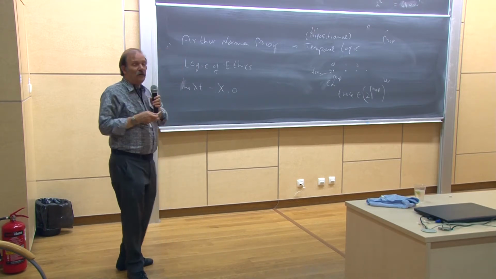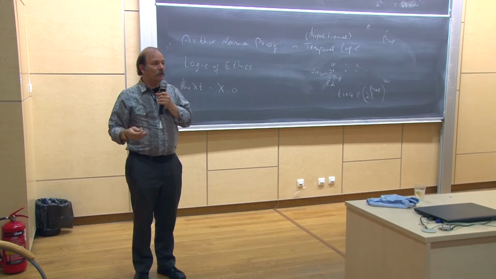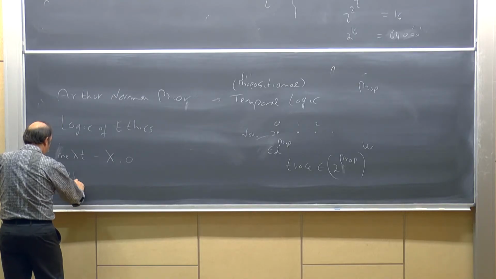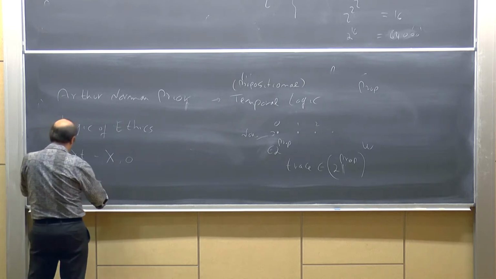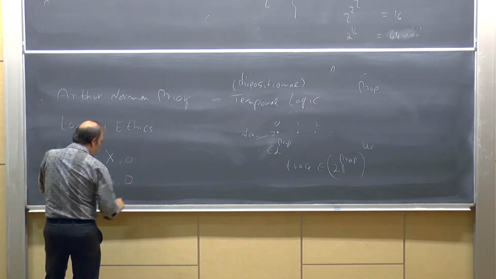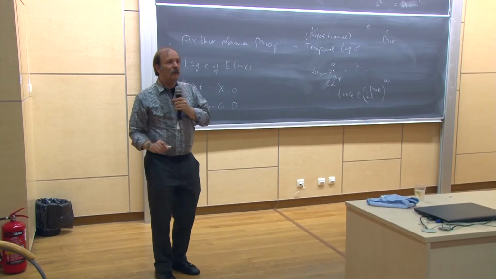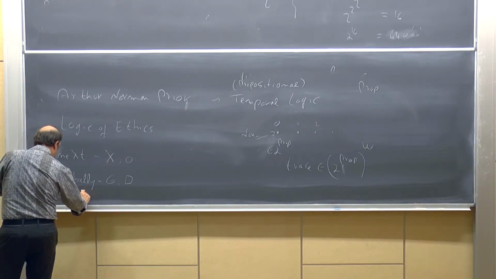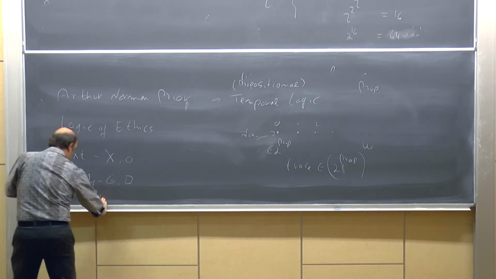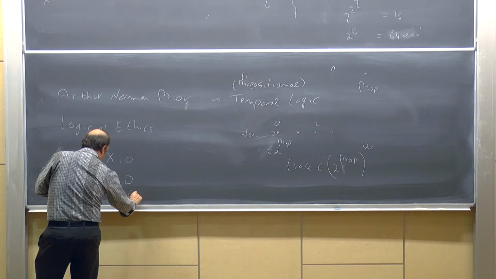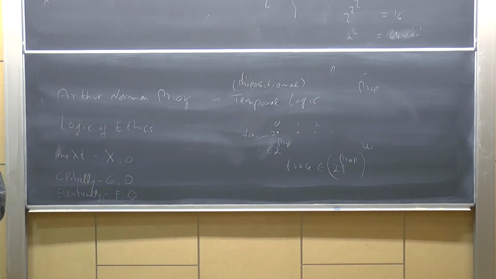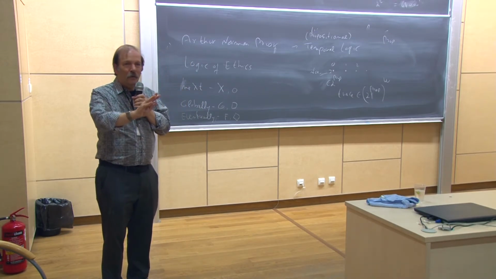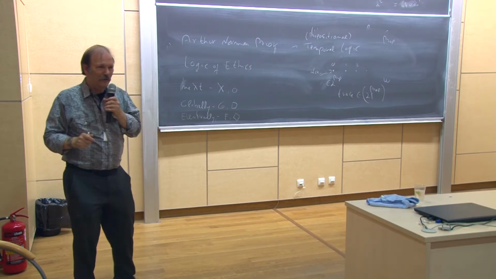Another thing you want to say is that certain things are always true. For some reason, this becomes known as globally in time, and that's the G or the box. Or you want to say sometimes in the future, and this is called eventually. Usually people use F or diamond. One way to remember the box and the diamond is that the box is always stable, and the diamond will eventually fall off. This is how you remember which one is which.